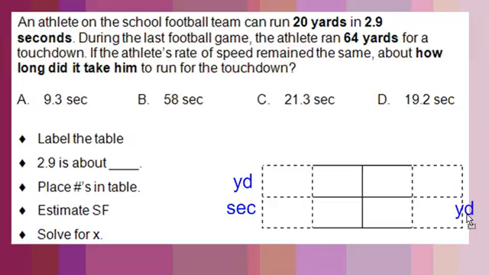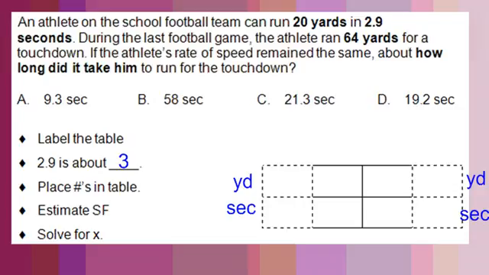We want to line these units up in the table so that yards are with yards and seconds are with seconds. Next, we are going to estimate. We know that 2.9 is about 3. Now we should place numbers in the table.